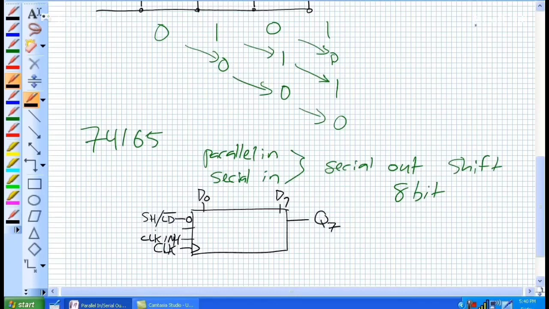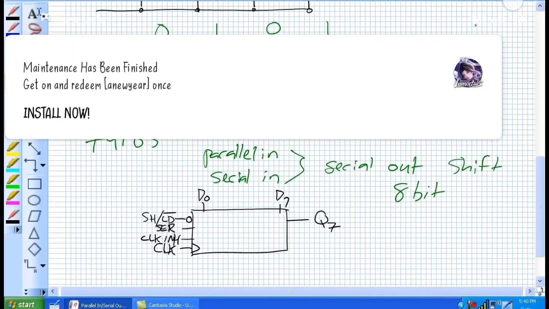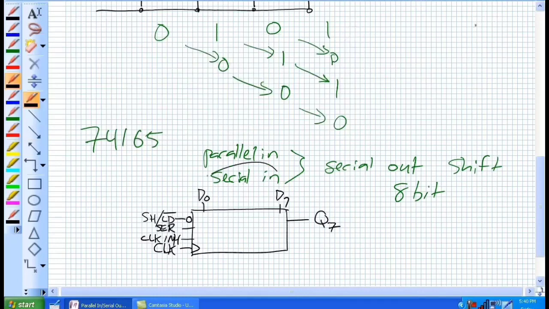And then finally, what's dangling off here? SER, like I said before, you can also use it as a serial in too. So 74165 is both a parallel in and a serial in, but it's only a serial out. 8-bit shift register. Shift register, 8 bits.